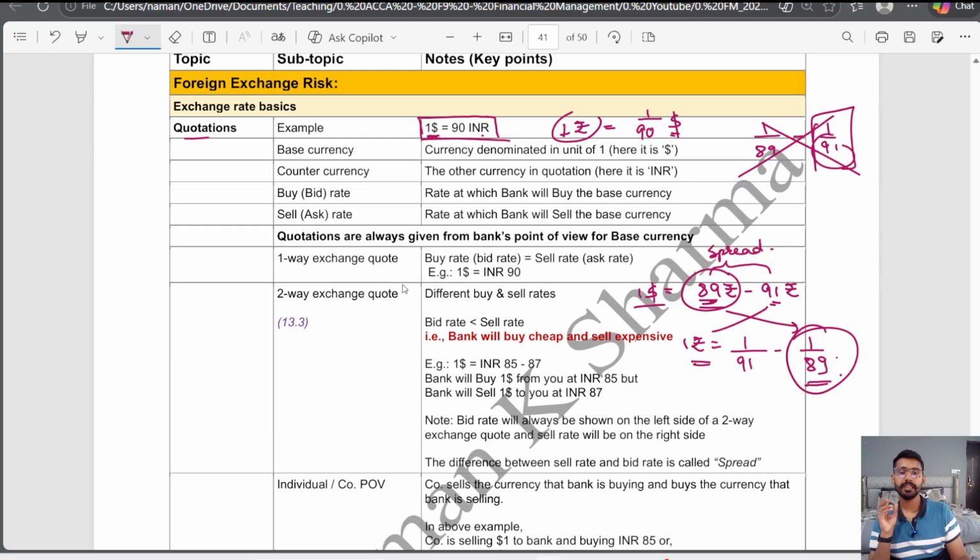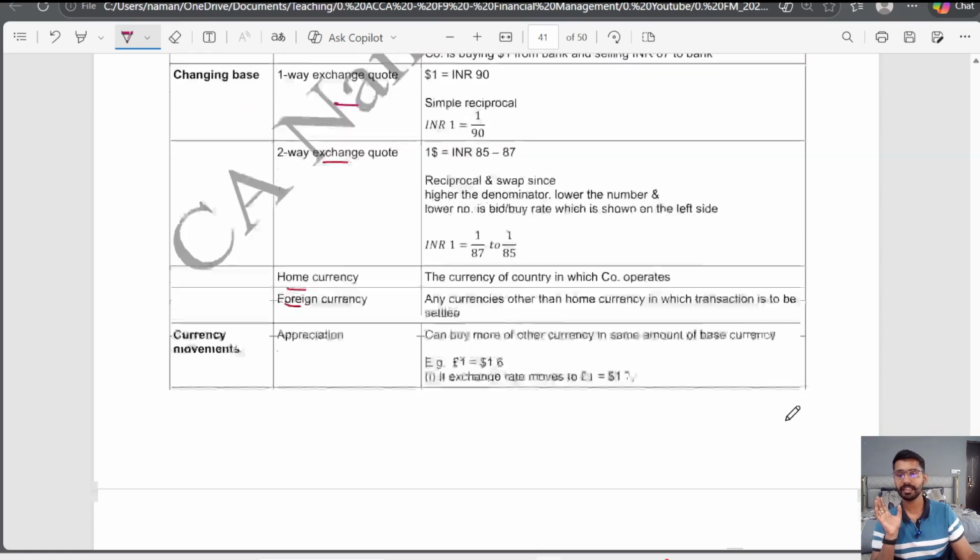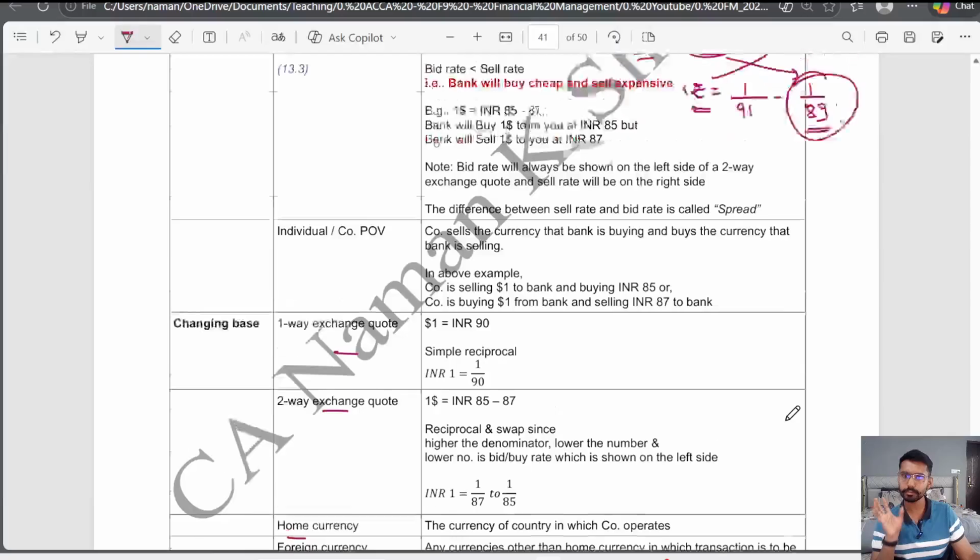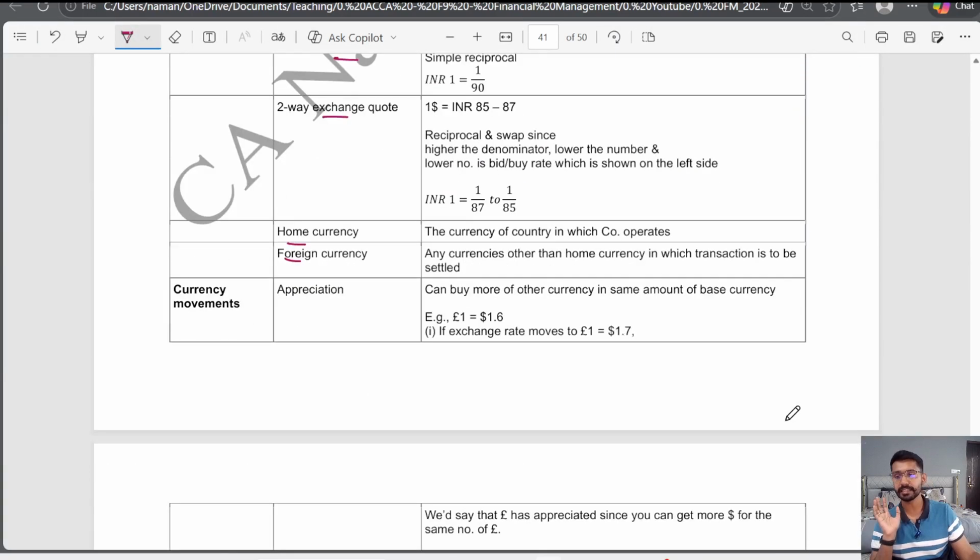It can happen that your home currency is rupees, but the base currency is dollar. It can happen that your home currency is rupees and the base currency is also rupees. So you have to always go by the base currency in this case. What is the bank doing with the base currency? Whether the bank is buying the base currency or whether the bank is selling the base currency. If you understand just this much, the entire chapter is easy.